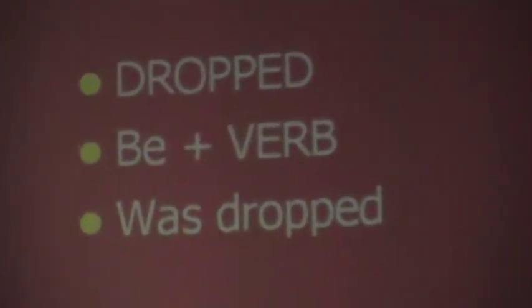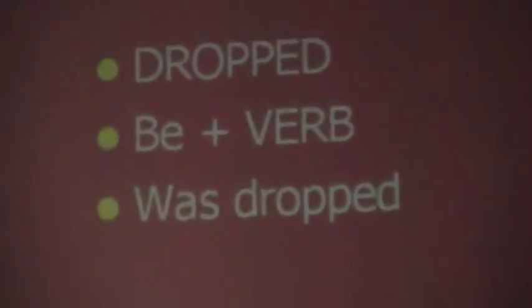So, let's use passive to get out of trouble, right? Drop is our verb still, but we're going to use be plus the verb, so we say was dropped. Can you give me a sentence with was dropped? The donut was dropped. Stop. Some people say by Chris, but we don't need to say that. It's extra information. Nobody needs to know.